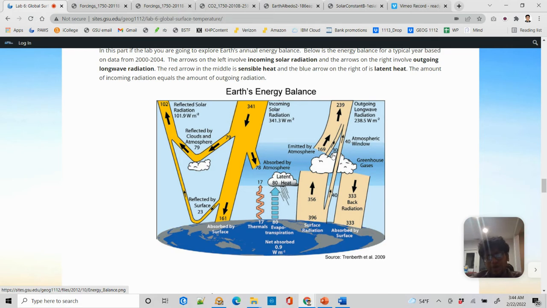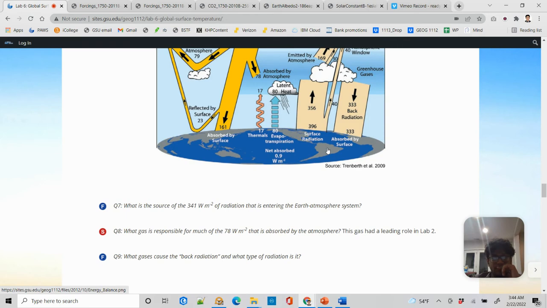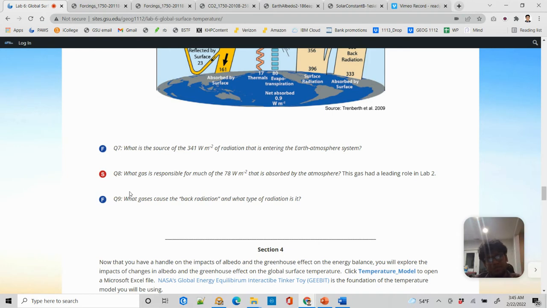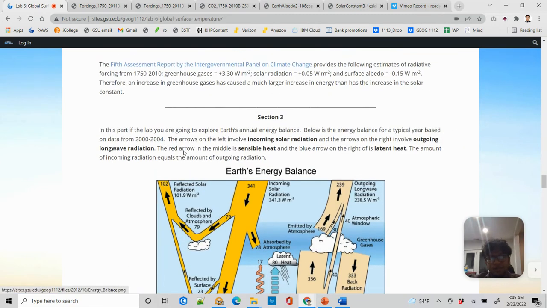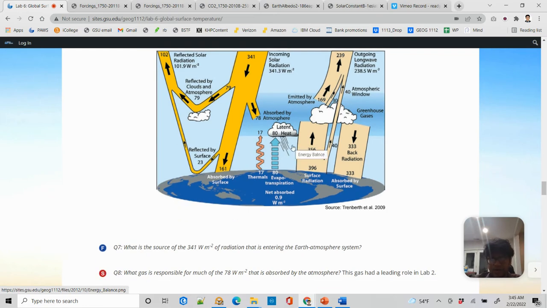And when it was trying to go out, they took an intersection at this point, and it tried to go out. Among those 396, 40 went out through the atmospheric window, 356 were trapped in, and they reflected back 333, which is called the back radiation. So that is the idea of this figure. Just follow the information. And what is the source of 341? I'm sure you will be able to answer this question, 7, 8, 9. I'm not going to talk to you about that at all, because you should already have the idea from this graph, from my description in the presentation, and from my description right now.